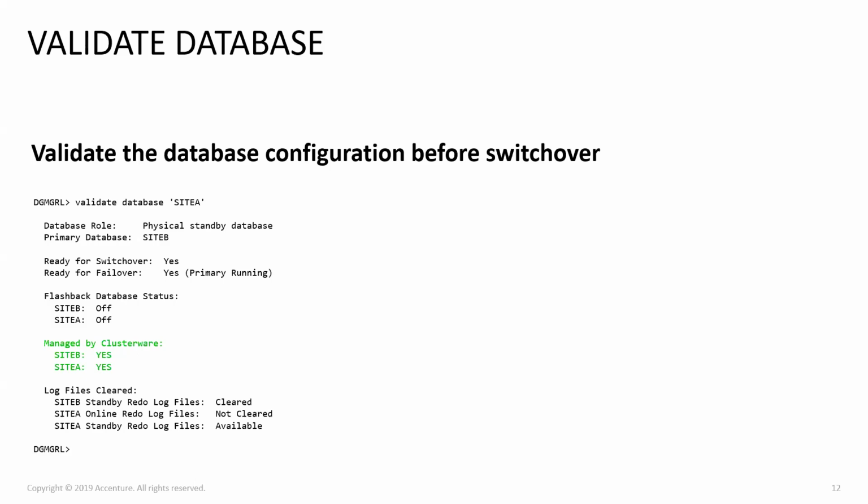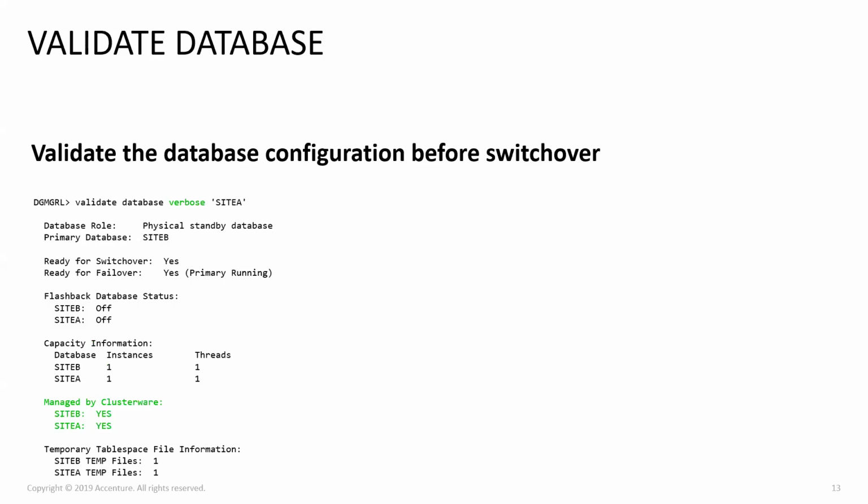So why does that matter? It matters if you've got really large log files and you need to clear them before using them. It can take a little while, depending on your storage option. So what else do we have? If you say validate database verbose, so you add the verbose keyword to the command, you can see a lot more detailed information, and it's the one that I usually use before doing a switchover.